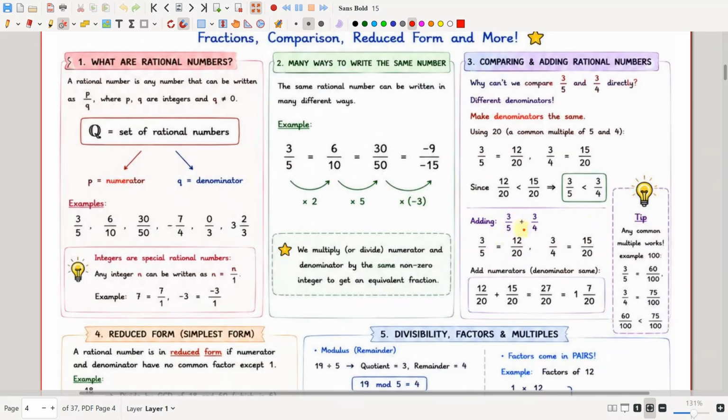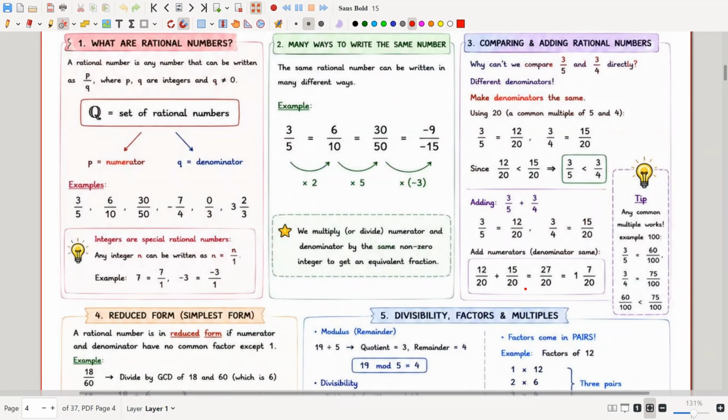Similarly, for adding also, you have to have the common denominators. So you cannot directly add 3 by 5 and 3 by 4. You have to do the same, take the LCM, convert the denominators to match the LCM, and then add, which means 12 by 20 plus 15 by 20 will be 27 by 20.